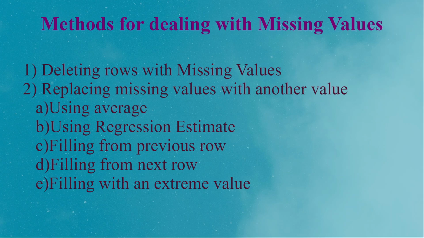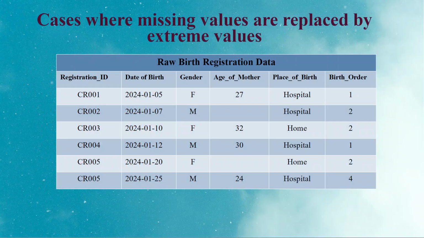Methods for dealing with missing values. We can either delete rows with missing values or replace missing values with another value. The replacing value can be the average, or we can use a regression estimate, or we can fill from the previous value, or fill from the next value, or fill using an extreme value. Let us discuss each of the cases.